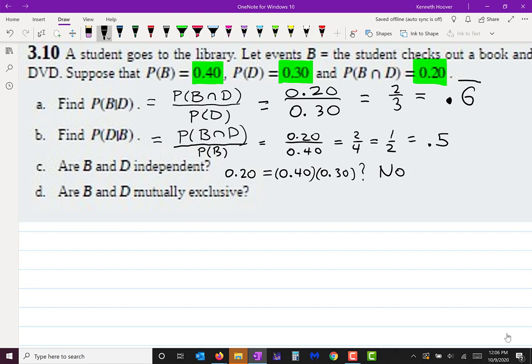Are they mutually exclusive? This part here is not really a math problem as much as it is sort of a common sense problem. Is it possible for both to happen? And the answer is given to us right here. The answer is yes, it is possible, because the probability of B and D both happening is not zero. It's 0.2. Since the probability of B and D both happening is not zero, then that means they are not mutually exclusive.